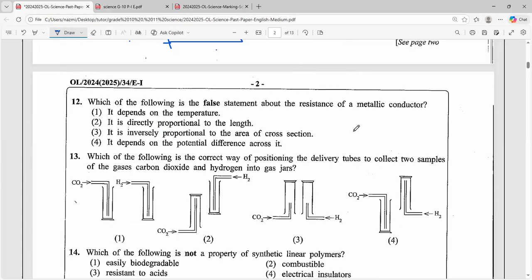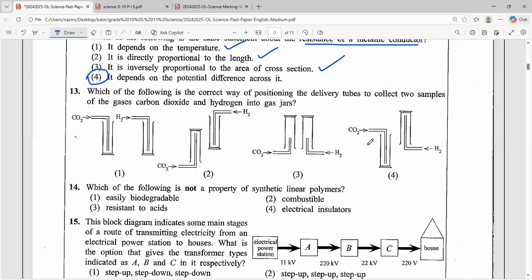It's 2. False statement about the resistance of a metallic conductor. Depends on temperature, yes. Directly proportional to length: when length increases, resistance increases. Inversely proportional to area of cross section: that's also correct. When area of cross section increases, resistance decreases. So what is false? The fourth one. It doesn't depend on the potential difference.